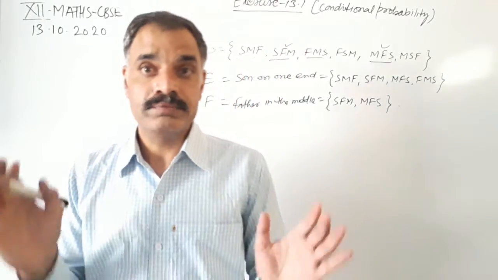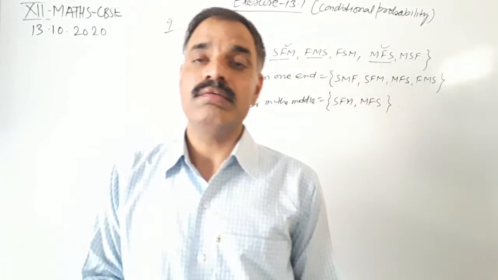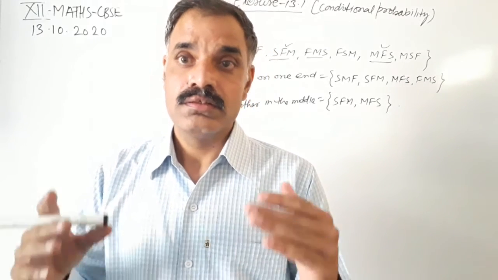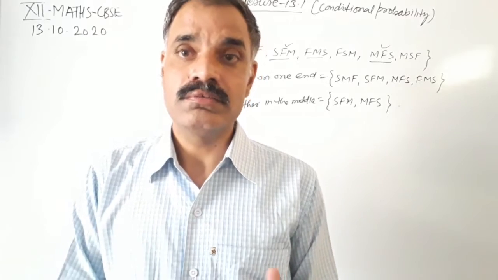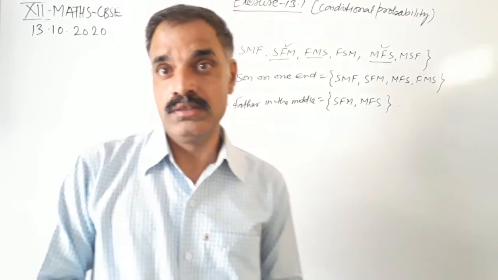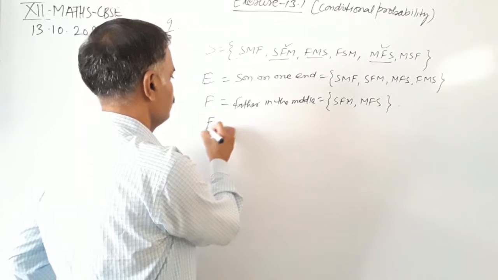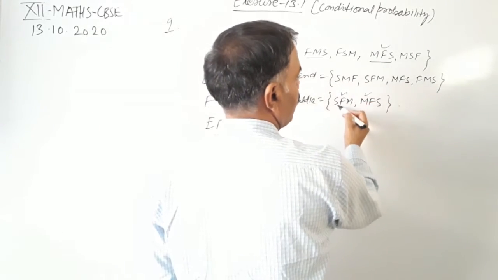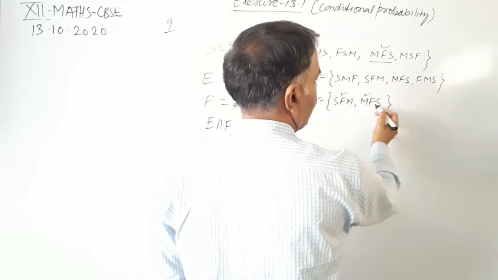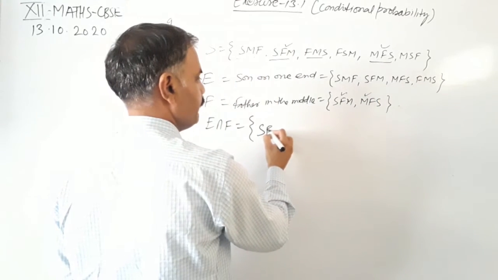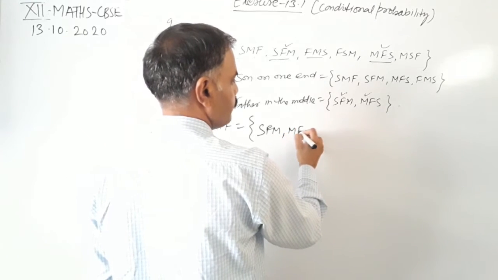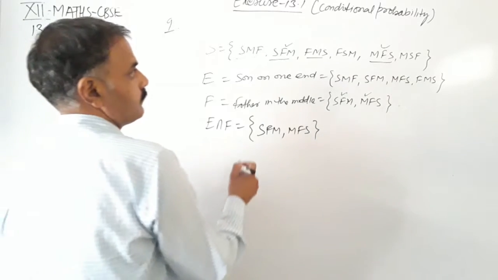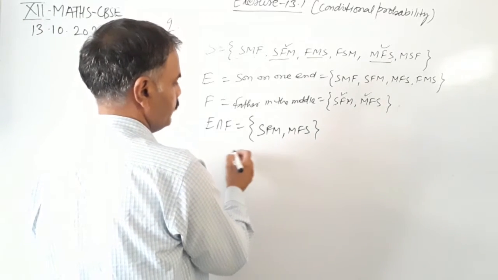So after reading the question, we have found the sample space, the sample points in event E and the sample points in event F. So E intersection F is where both events are common: SFM and MFS. Both are common. So E intersection F is this.